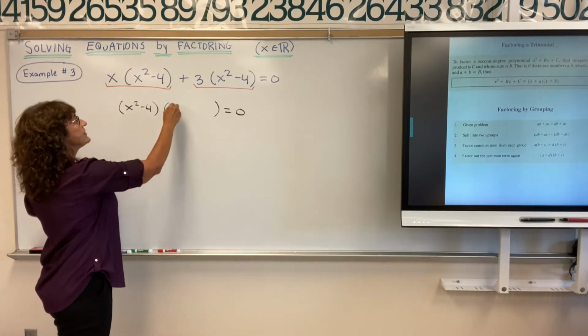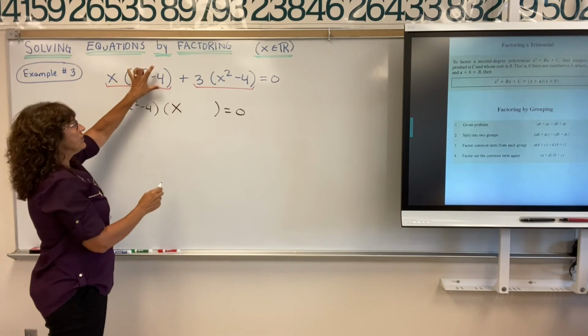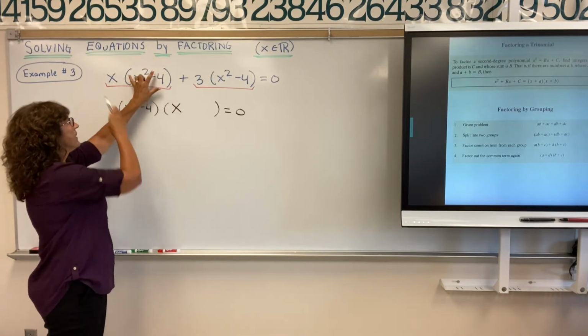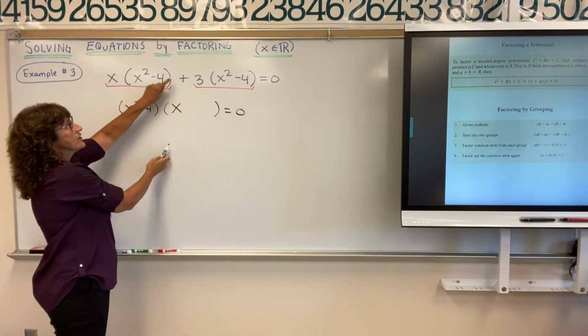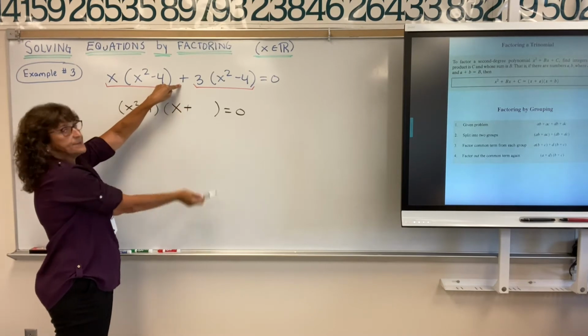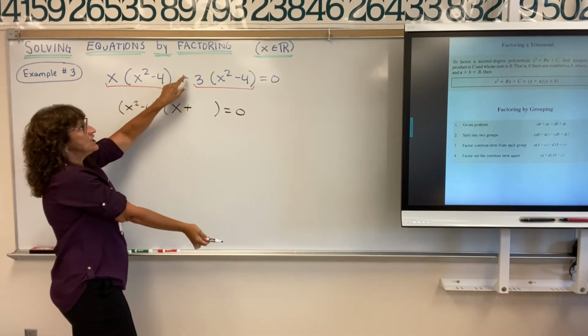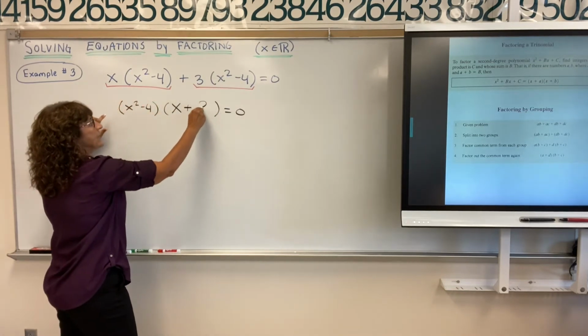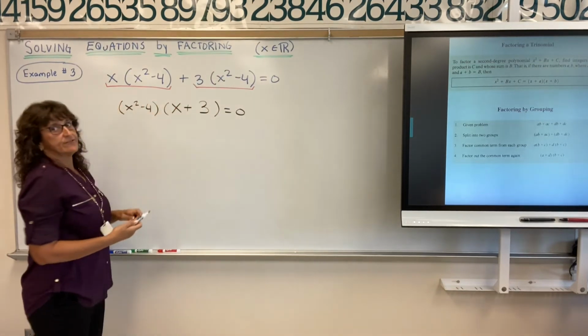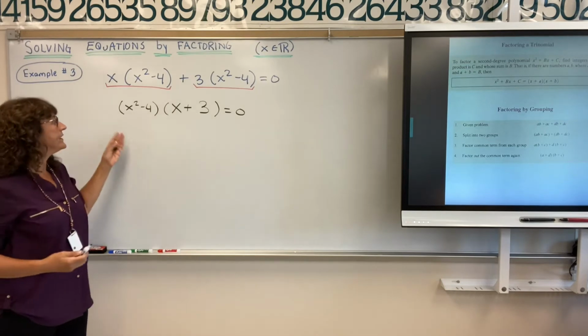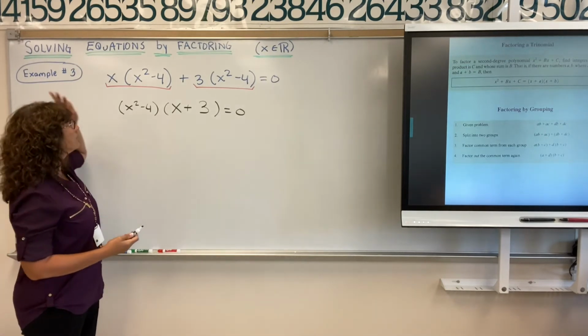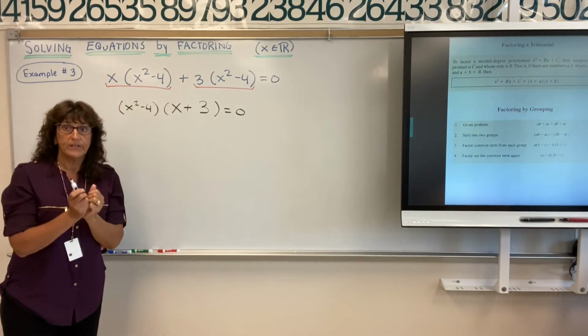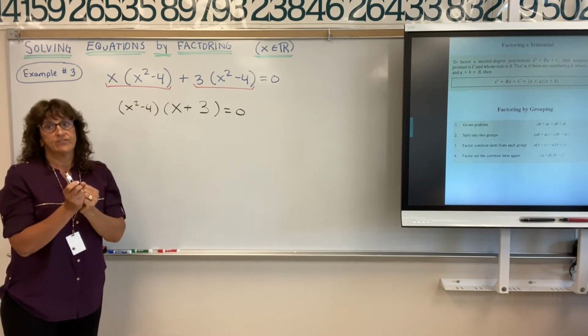We have an x left over. So we took care of the first term. Take out the x squared minus 4, x is left over. Bring down the operation sign. Look at your next term. x squared minus 4 comes out. What do we have left over? The 3 is left over. Now we can solve for x. We took our two terms and wrote them as one term.